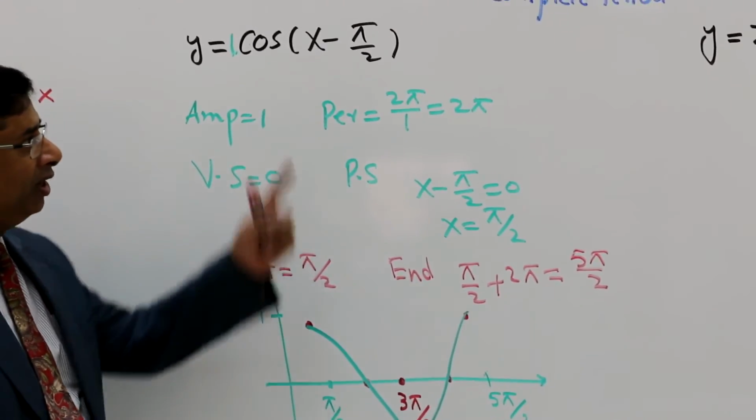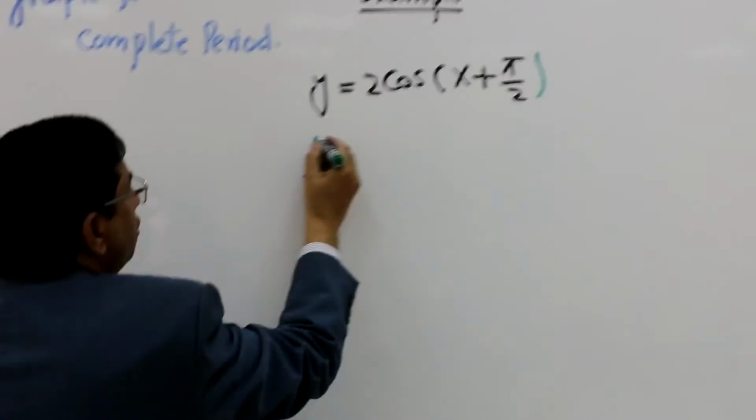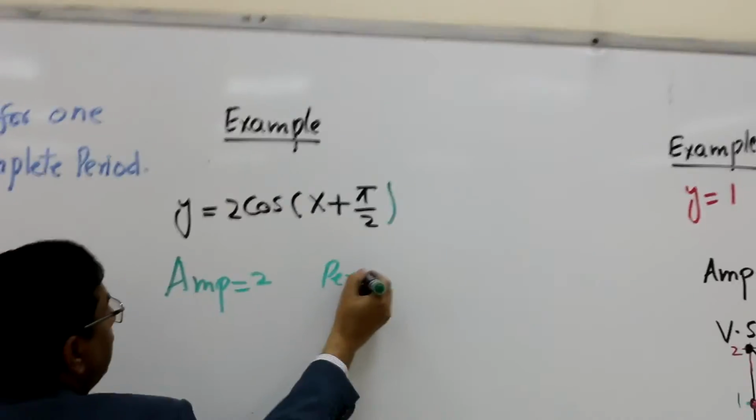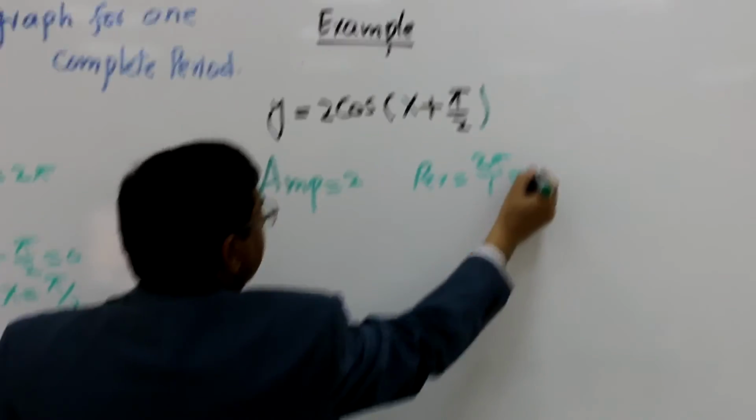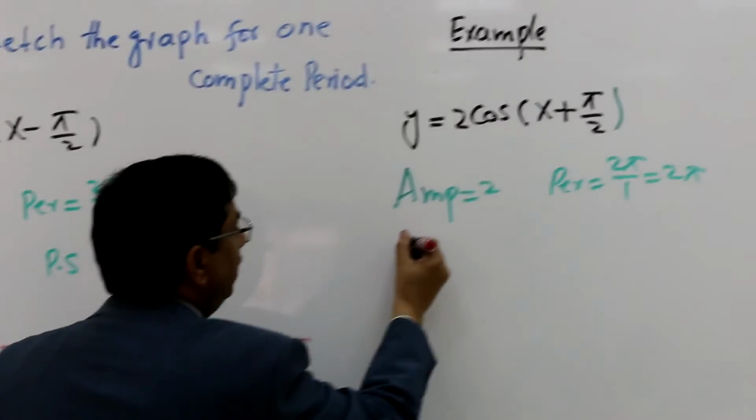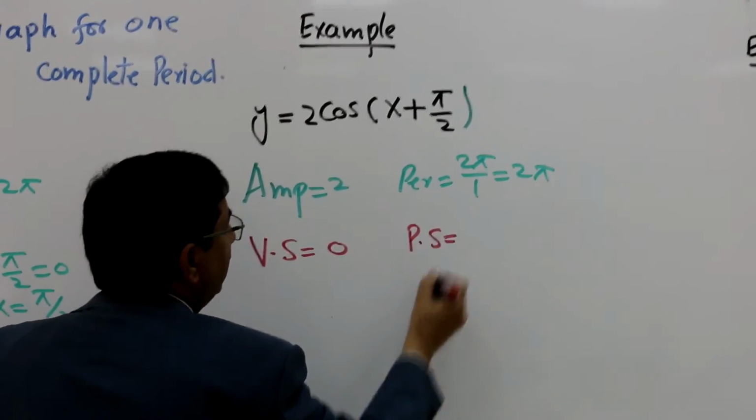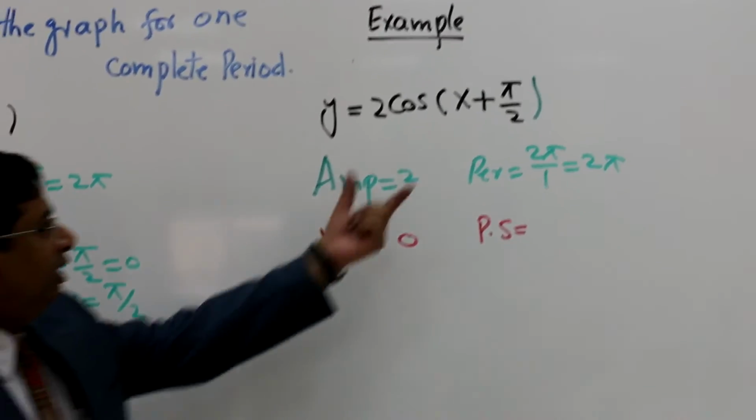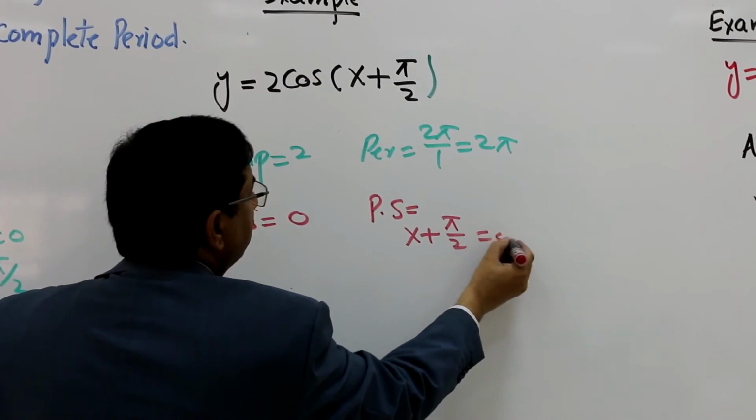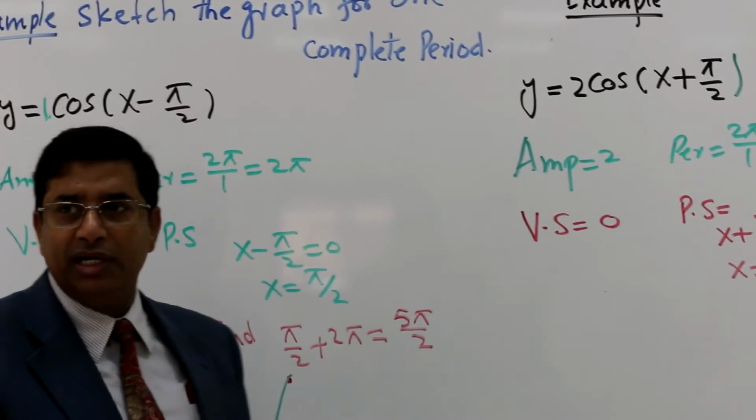In the same fashion, we can do this question. Here, amplitude is 2, period 2 pi over 1, which is equal to 2 pi, and then vertical shift is 0. Phase shift. What is the phase shift? How to find the phase shift? This angle we put equal to 0. X plus pi over 2 is equal to 0. X equals minus pi over 2.